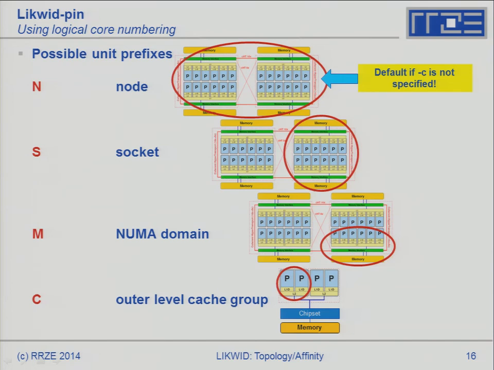And C is the outer cache level. There are processors which have multiple cores on the same socket or chip, but where a fraction of these cores shares an outer level cache. So C means a common outer level cache. These are the options you have today with LIKWID, and if anybody invents something new, a new layer of topology, then we can put it in here.